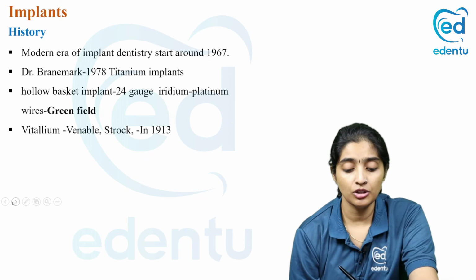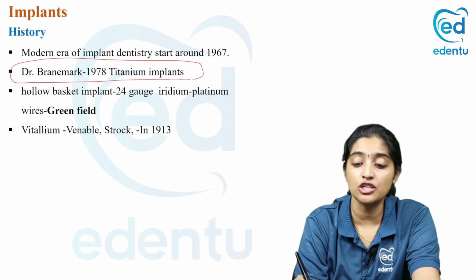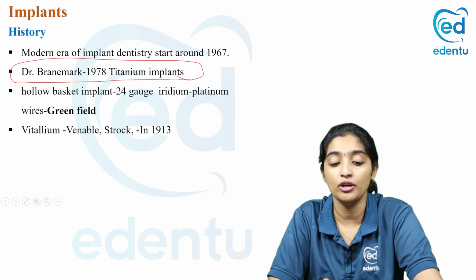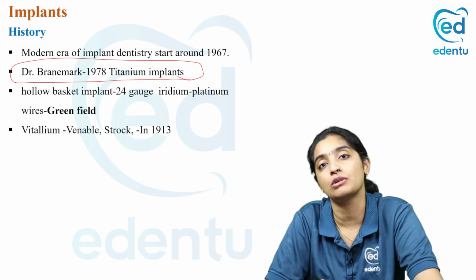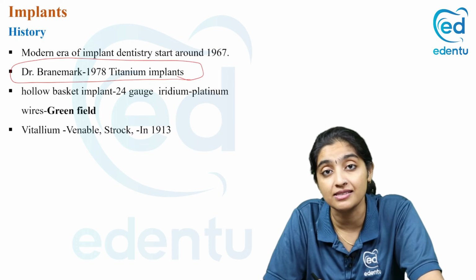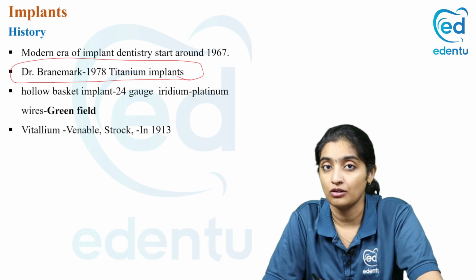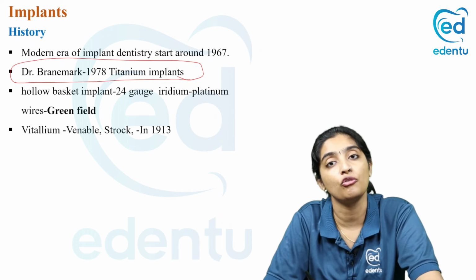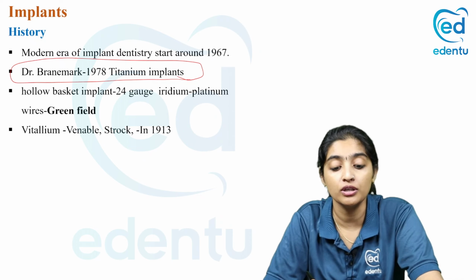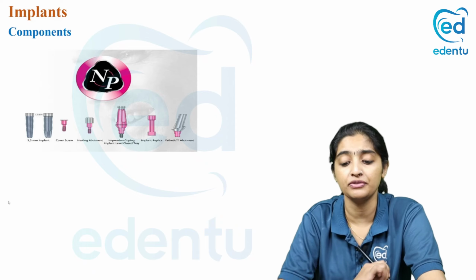But then you came to Brånemark. This was the history of modern implants. The modern era of implants started around 1967. Brånemark was the first person to use titanium implants in 1978. So that's why Dr. Brånemark is called the father of implantology, modern implantology. And then, of course, it kept changing over the period of time.